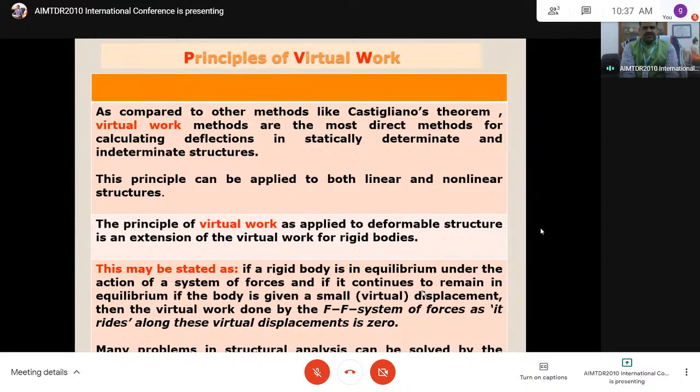Elaborately, we will discuss the difference between statically determinate and statically indeterminate in subsequent slides, whether you consider a beam or any structure, truss and other things. This principle can be applied to both linear and non-linear structures, as I already mentioned. But in our assumption, we are considering statically determinate structures and a linear system. The principle of virtual work applied to deformable structures is an extension of virtual work for rigid bodies.